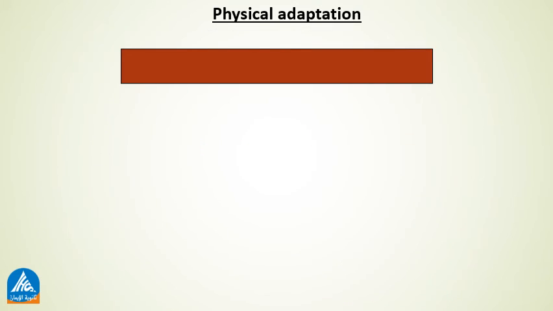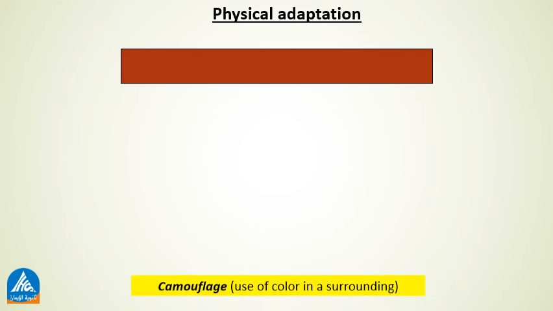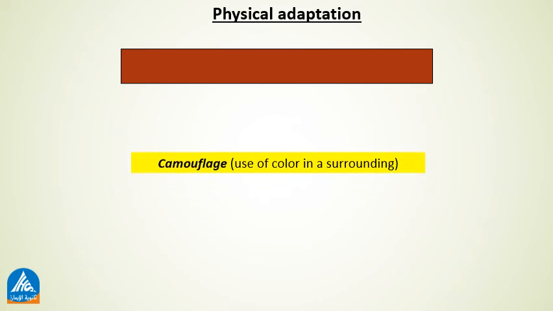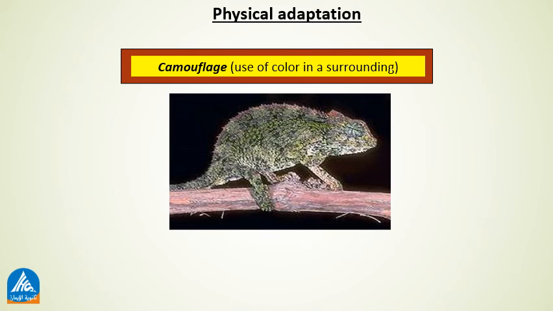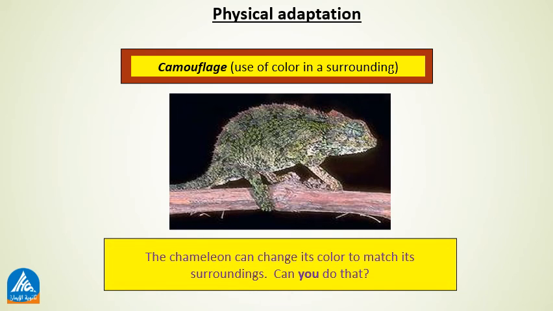So a physical adaptation, as I told you, which is an adaptation for protections, is camouflage, which is to use the color or the change of color in its surroundings to blend with the surroundings or with the environment, like the chameleon that has the ability to change its color. It is a physical adaptation. This means that it is a body structure or a characteristic that allows the animal to survive in its environment.